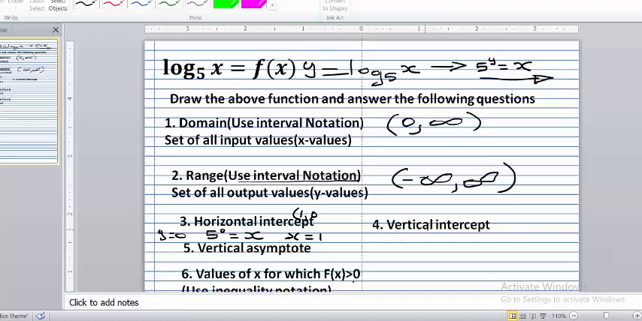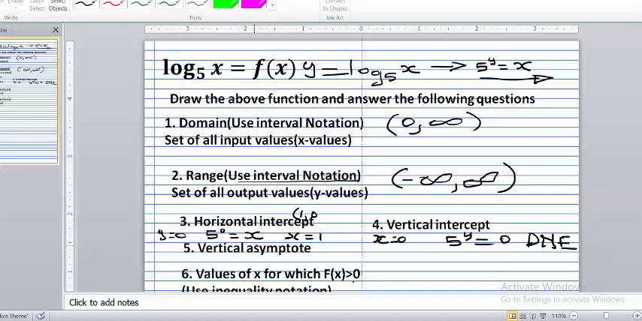As for the vertical intercept, we can substitute x for 0, right? x will be equal to 0. So 5 to the power of y is equal to 0. Clearly you cannot have 5 to the power of anything which will give you a 0. Therefore this does not exist on the curve, right? So this point does not exist, and we therefore have to look at the next question, which is our vertical asymptote.